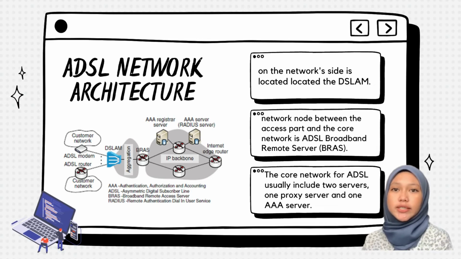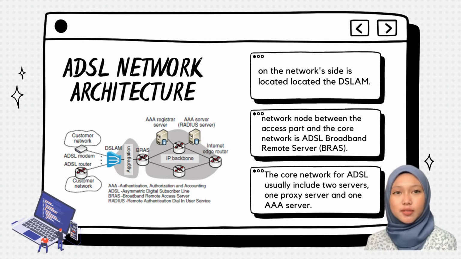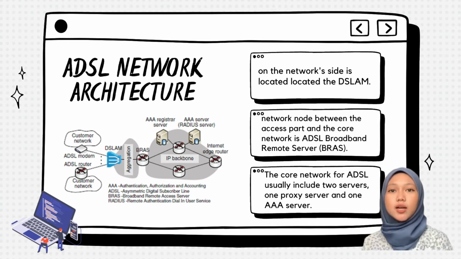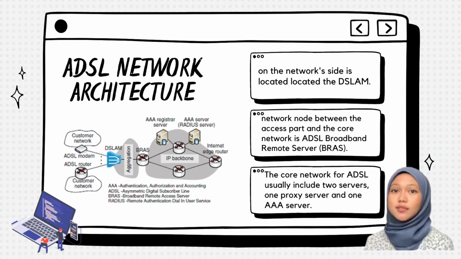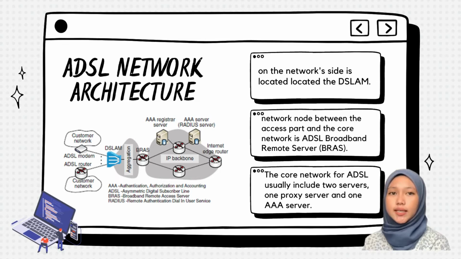Next is the core network for ADSL, which usually includes two servers: one proxy server and one AAA server, or as we call it, authentication, authorization and accounting. The proxy server is the so-called access register server, while the AAA server in the ADSL network is a RADIUS server. RADIUS means Remote Authentication Dial-In User Service.